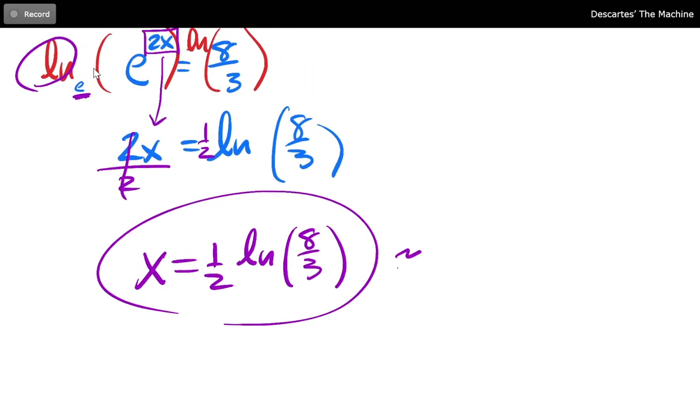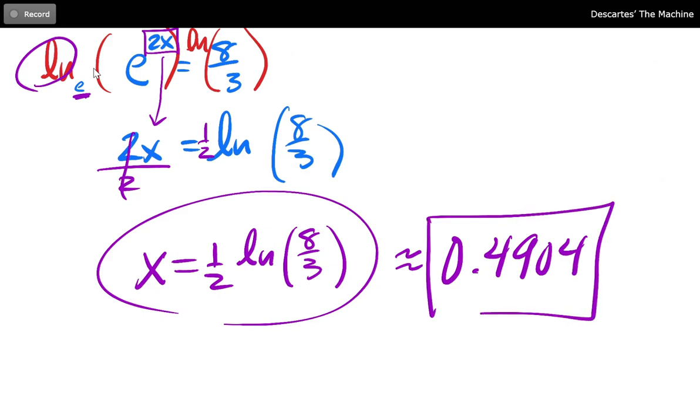But then to do a decimal approximation, you pull out your calculator, and I'm going to type in probably 0.5, which would be easier in this case rather than a fraction. So 0.5 and then the natural log button, and then 8 divided by 3 and then close the parenthesis. And that gives me approximately 0.4904. And if we're solving to decimal places, that would be how far I would go.